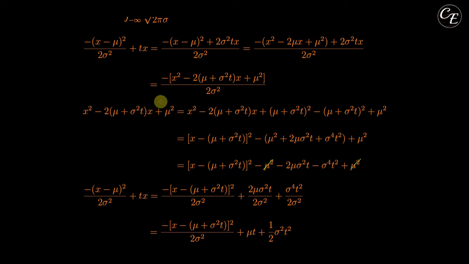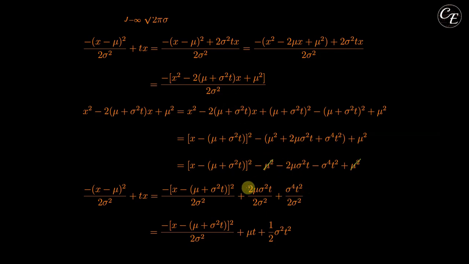Now, let us bring back this one in here. So, this one will be negative of this one, which is this one, divided by 2 sigma squared. Now, let us distribute this negative over 2 sigma squared for each term in here. So, we have here negative of this one over 2 sigma squared, then negative of minus is plus this one in here over 2 sigma squared, then negative of minus is plus this one in here over 2 sigma squared.